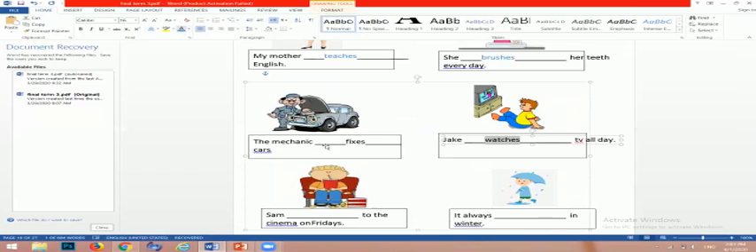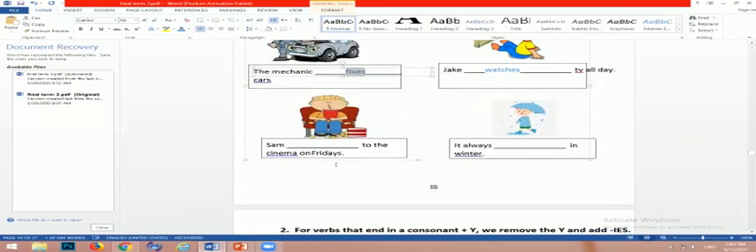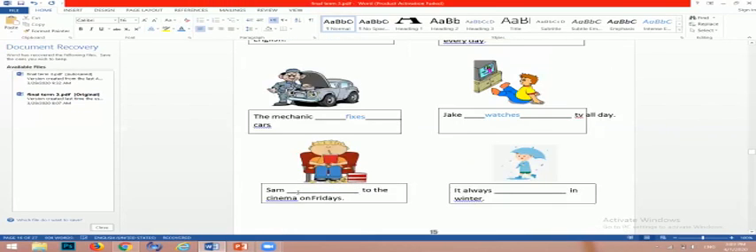Second one, Sam his homework every day. So we put here do, the verb. It ends with O, so we will add ES because here we have a third person, Sam. So Sam does his homework every day. So here we have an action that happens every day. What it is that Sam does his homework. Okay?